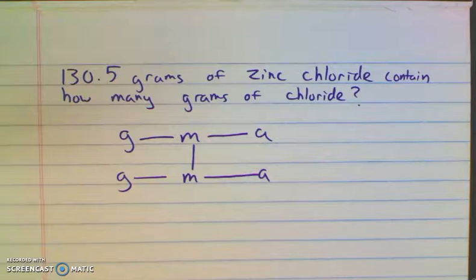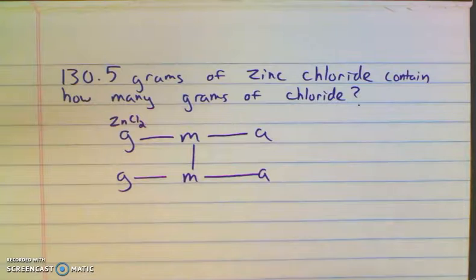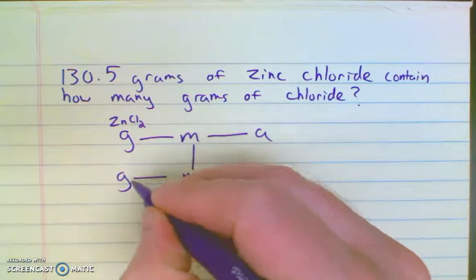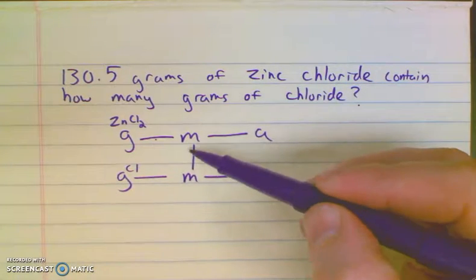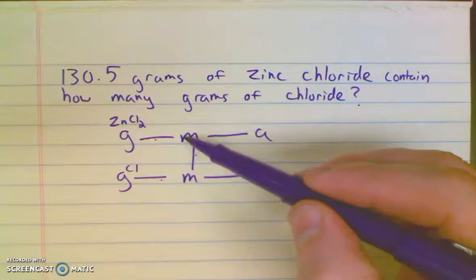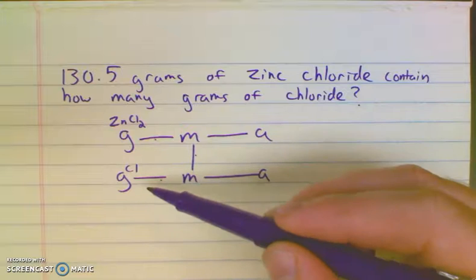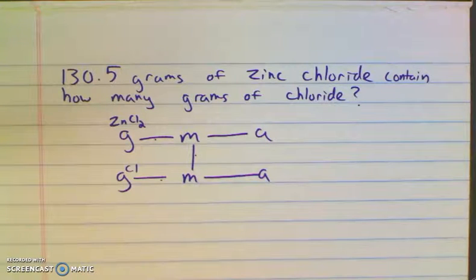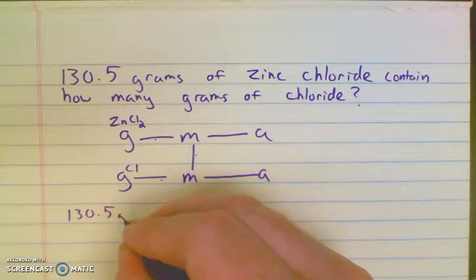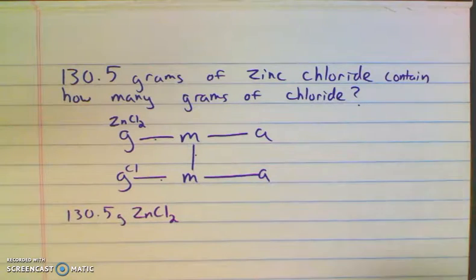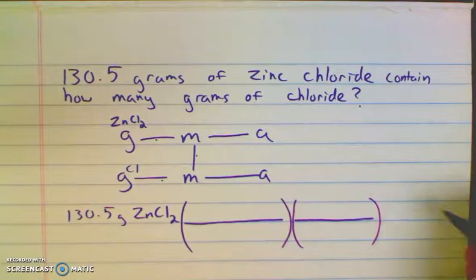So let's fill in what we need to do. We've been given grams of zinc chloride. What we want to convert to is grams of chloride. So the second line represents a second substance. Now we can count how many steps it's going to take us. 1, 2, 3 steps. Grams to moles of zinc chloride, moles of zinc chloride to moles of chloride, and then moles of chloride to grams of chloride. So let's start throwing our numbers in. We've got 130.5 grams of zinc chloride, and then we've established that we're going to need to do 3 steps, so we can draw our 3 brackets right away.